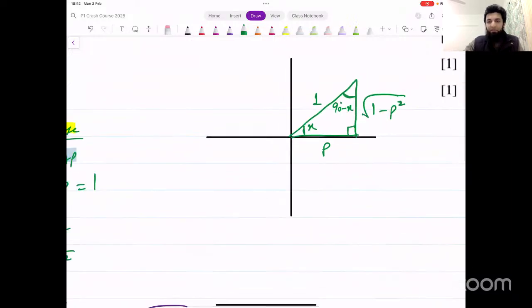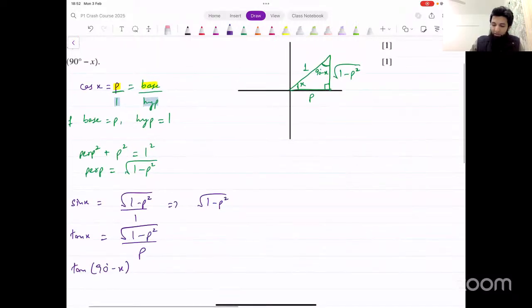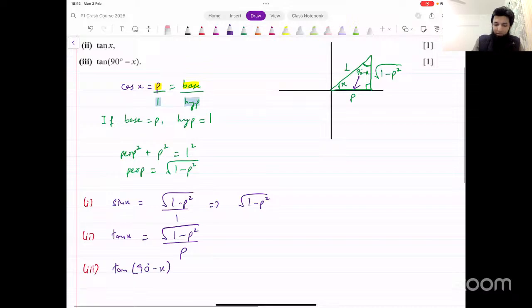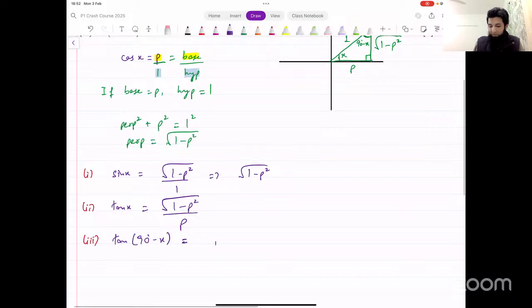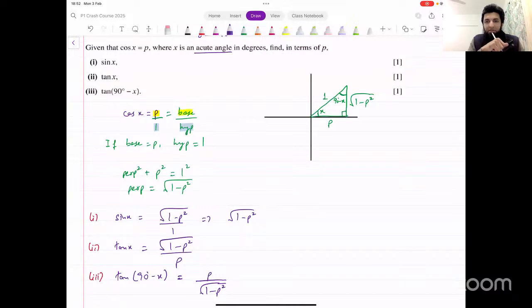Now, from the perspective of that angle, what's the tan? The opposite side would be this, and the adjacent side would be this. So what does this become then? Tan of 90 minus x equals the opposite, which is p here, and the adjacent, which is this. So tan of 90 minus x, therefore, is p over square root of 1 minus p squared. That's what we get. Is this all right?